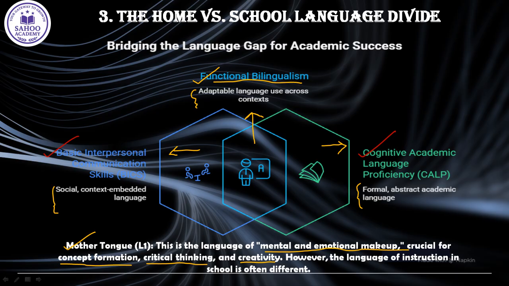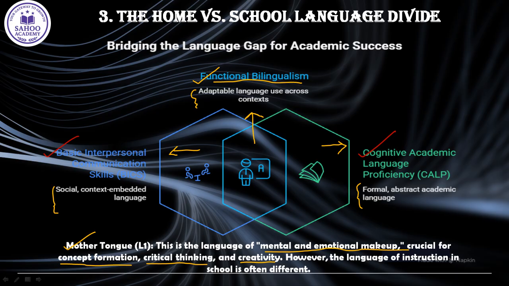But in the school language, that is, we can say English or standard Hindi, the student struggles but can perform basic, often memorized academic tasks. They might be able to copy from the board, recite a memorized answer, or follow simple instructions. However, they lack the deep Cognitive Academic Language Proficiency, that is CALP, needed for critical thinking, analysis, and creative expression in this language. Could you follow?